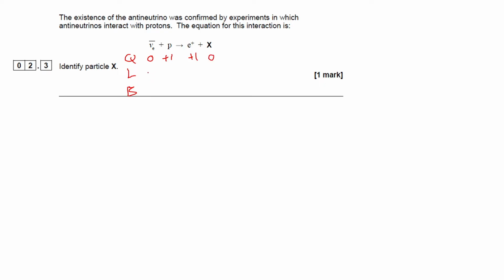Lepton numbers, again, look at the data sheet. You see this is a lepton number of -1. Proton is not a lepton, so it has a lepton number of 0. This is also -1. Lepton number is already conserved, so that means X is not a lepton, it has a lepton number of 0. We'll check baryon numbers. Again, data sheet: this has a baryon number of 0, baryon number of +1, baryon number of 0. To conserve baryon number, we know that X has a baryon number of +1. So without knowing what X is, we already know its properties. It has no charge, it's not a lepton, it's a baryon. So it must be a neutron.